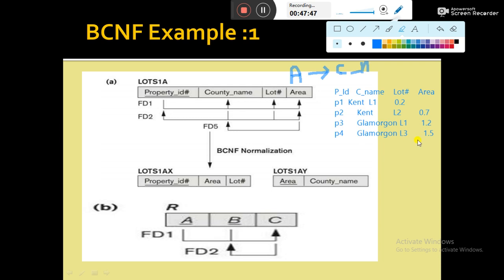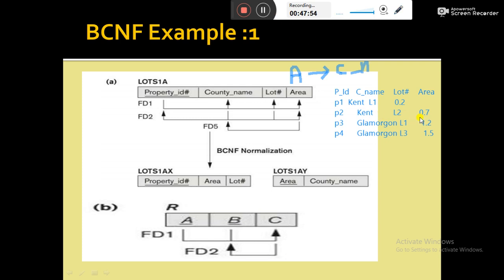Now in Glamorgan, suppose the lot is divided in such a way that the areas of the lots are in the range from 1.1 acre to 1.9 acre. So if you provide area, say 1.1, it should be Glamorgan. If it is 1.2, it should be Glamorgan. If it is 1.7, it should be Glamorgan. If it is 1.9, it should be Glamorgan.